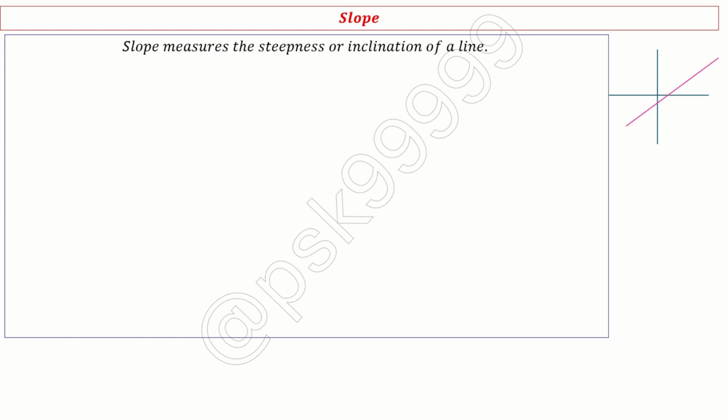The slope gives the steepness or inclination of a line, that is, how much it is inclined to the x-axis or y-axis. The lesser the angle, the lesser the steepness. So that's what it says.